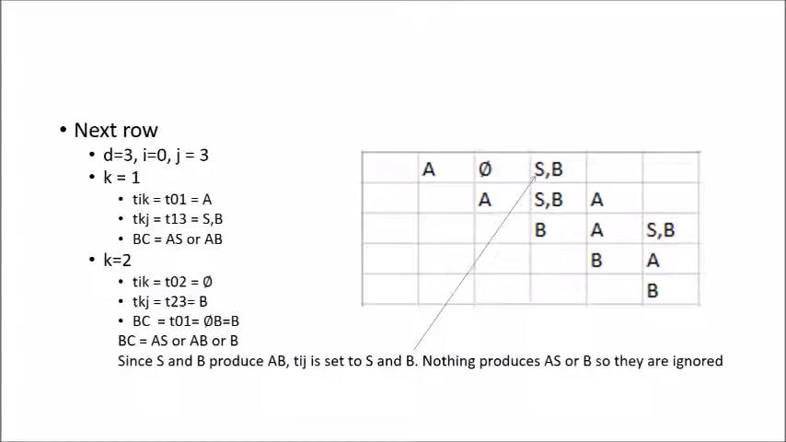So for K equals 2 we have Tik equals T02, which is our empty set, Tkj equals T23, which is B, and BC equals T01, which is the empty set B, which is the same thing as B. So BC equals AS or AB or B. And since S and B produce AB, Tij is set to S and B. Nothing produces AS or B, so they are ignored.